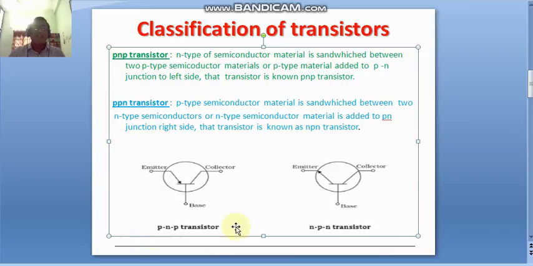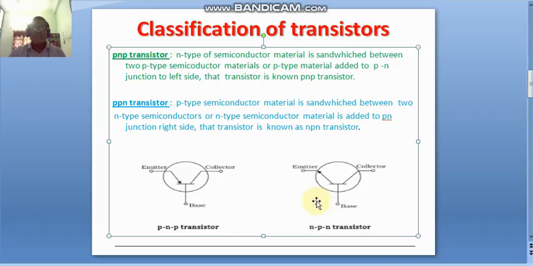This PNP transistor consists of emitter, base, and collector. P-type semiconductor material acts as the emitter, N-type is the base, and again P-type is the collector. This arrow mark represents the conventional direction of the current. In the case of a PNP transistor, the direction is from emitter to base.